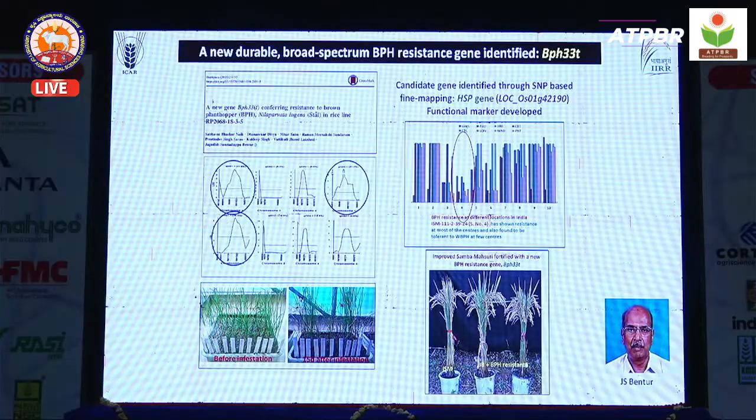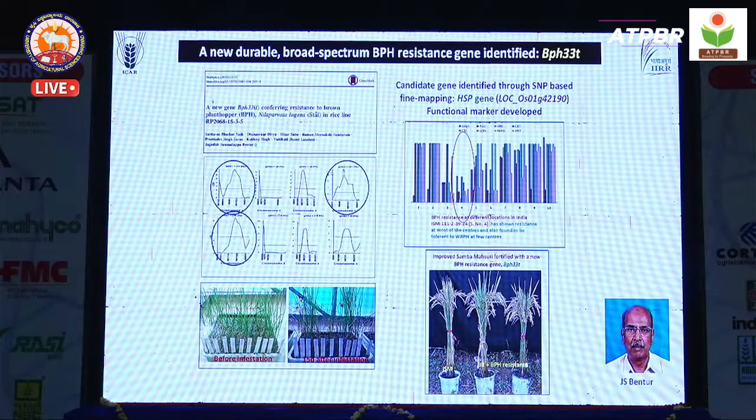Similar is the story with regard to another gene conferring tolerance to BPH called Bph33. The original donor is a landrace called Velutachira, from which a breeding line called RP2068 was earlier developed. We identified that this line shows a strong level of resistance against BPH. So we developed a mapping population. This program was led by Dr. Bentur. Together with his team, my team initially did coarse mapping, then fine mapping with SNP markers, and we identified that the candidate gene responsible for this trait is a heat shock protein. Now we have developed candidate gene specific markers.